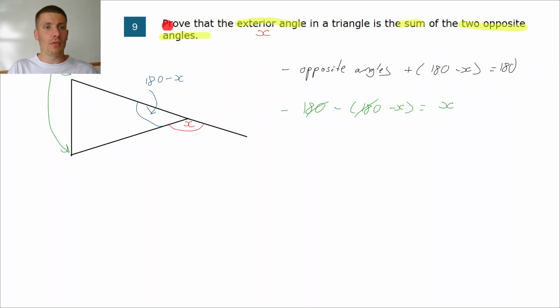So there we go, we've done it. We've proven that the exterior angle in this triangle, so this one, is equal to the two opposite angles here. Just to make it a bit more clear, this x here is equal to the opposite angles, and that is equal to x, the red x, which was our exterior angle. They've got the same value.